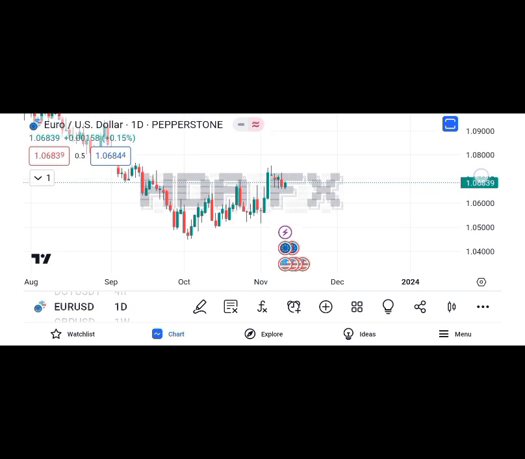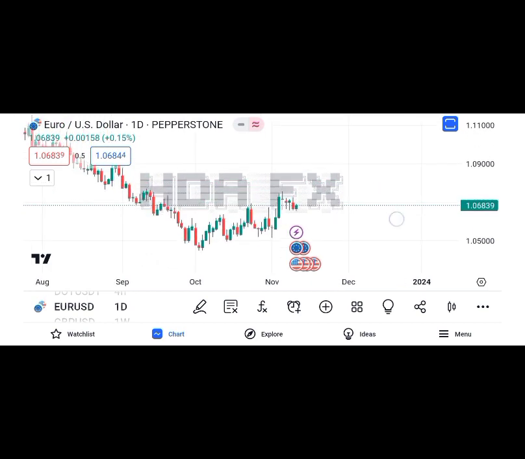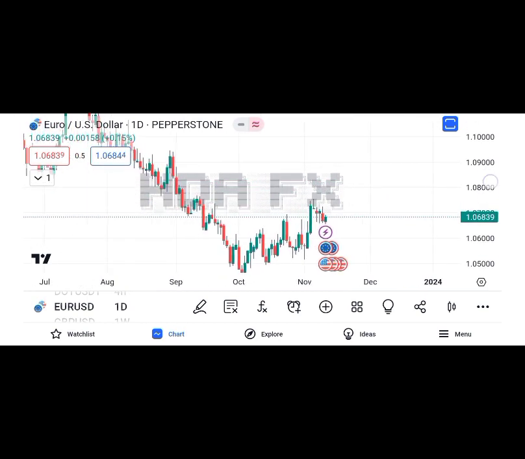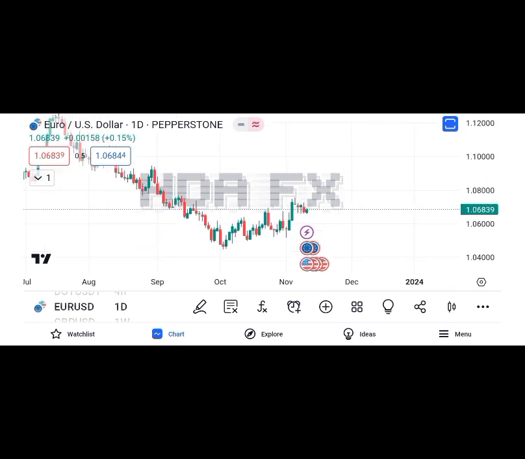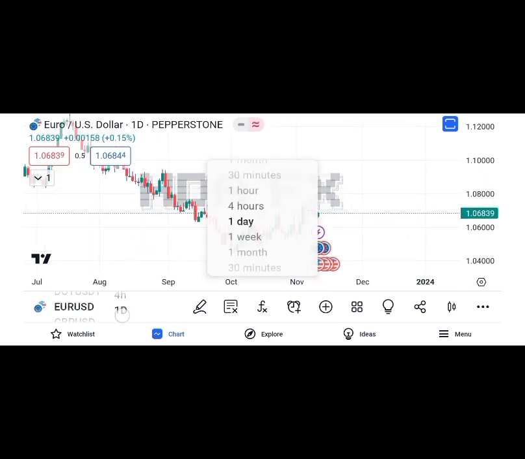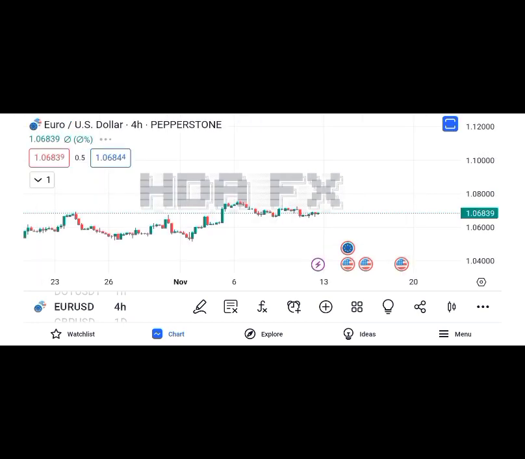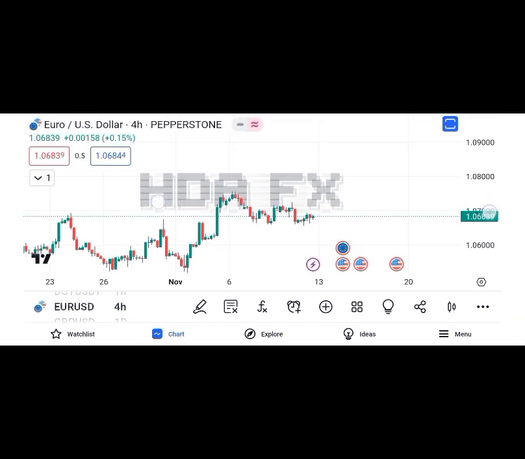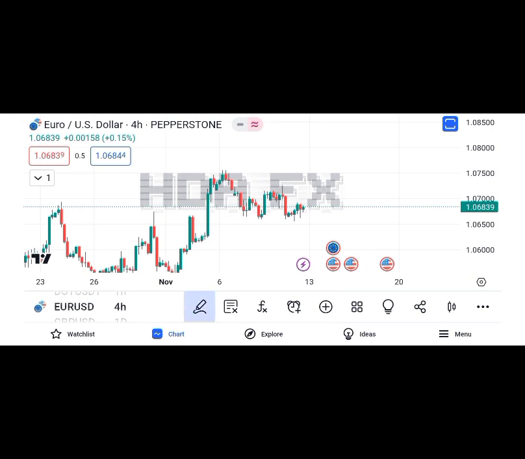So our next pair we'll be looking at is EURUSD, and we can see that EURUSD is bullish. If you look at the trend of EURUSD, it is bullish. Moving down to the 4-hour time frame on EURUSD, we can have this key level here and this key zone here on EURUSD.